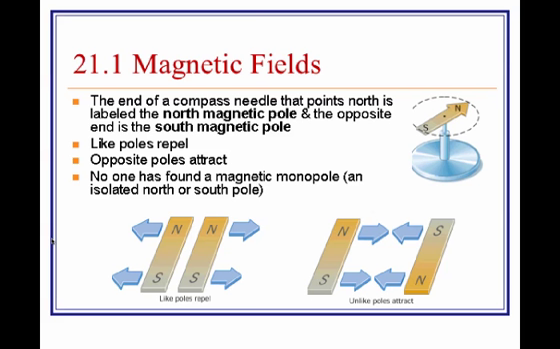A magnetic field is the area around a magnet in which another magnet would feel a force. Now, every magnet has two poles, a north and a south pole is how we define them, just two poles, and opposite poles attract and like poles repel each other. And magnetic field is the area around that magnet in which another magnet will feel a force.